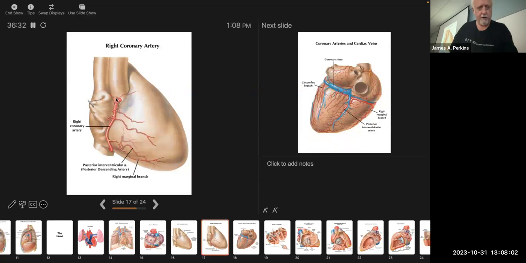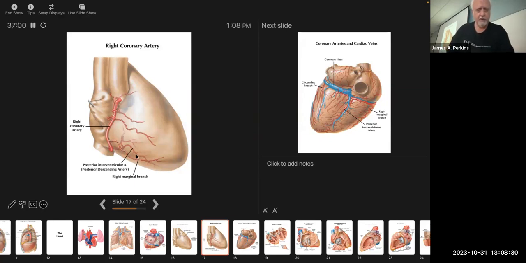Okay, so right coronary artery originating from the aorta, just above the right cusp of the aortic valve. It's going to lie in the groove between the right atrium and the right ventricle. So this is what's known as the coronary sulcus, or the atrioventricular sulcus. It's just this indentation between the right atrium and the right ventricle. So right coronary artery is lying in that coronary sulcus, or atrioventricular sulcus.